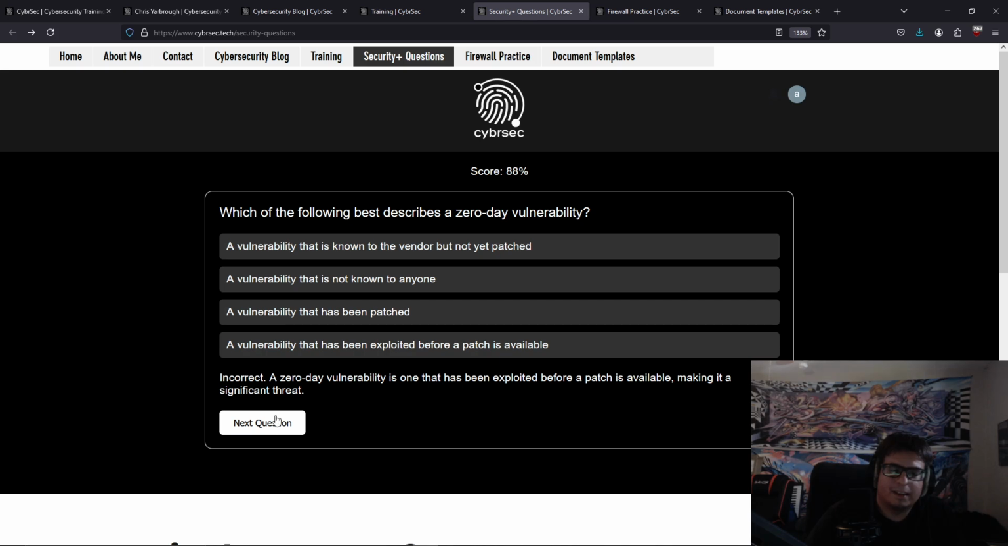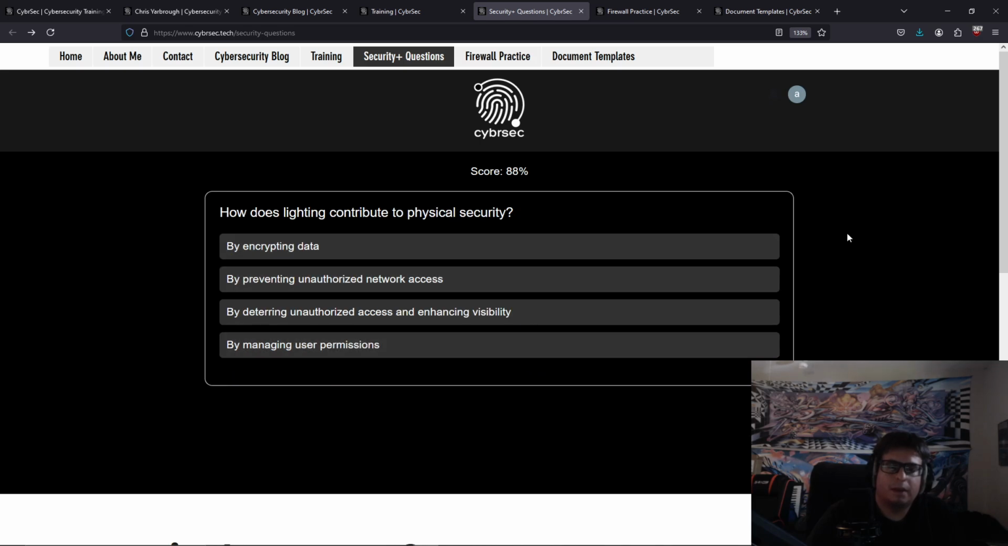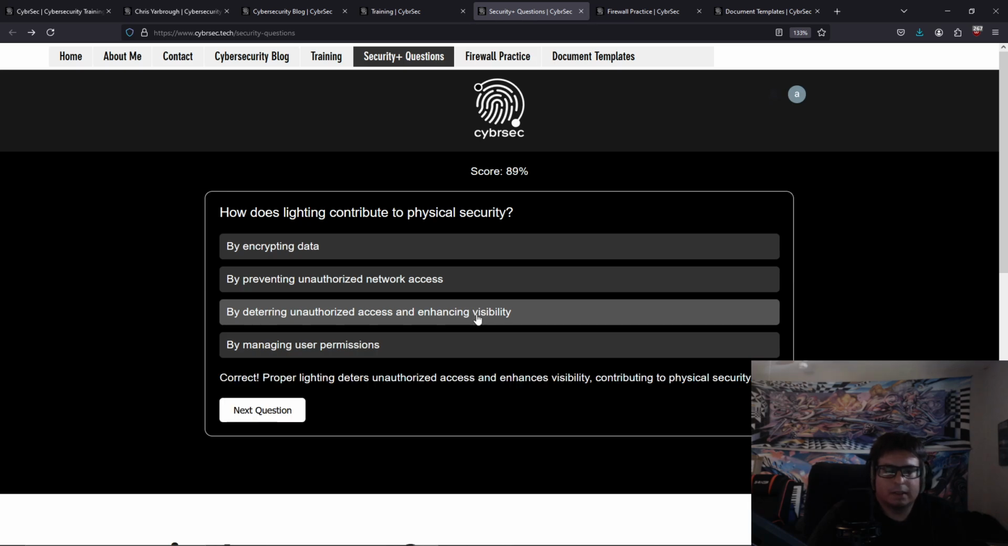Gotta read everything. Which encryption method uses 2 keys? We just answered that one a few questions ago. 2 keys is one public, one private. How does lighting contribute to physical security? Lighting enhances visibility. Correct.